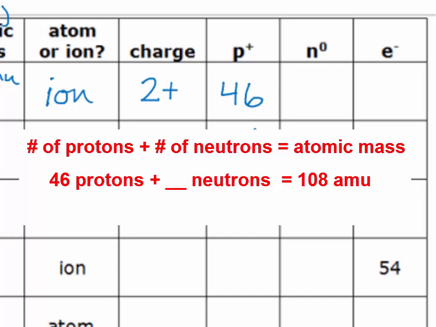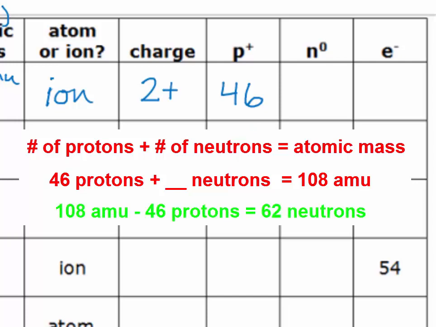So what's that total number of neutrons? Well, you take the mass, 108, and subtract the protons, which we know to be 46, and you should get an answer of 62. So there are 62 neutrons in this particular atom of palladium 108. 46 plus 62 gives me that 108.